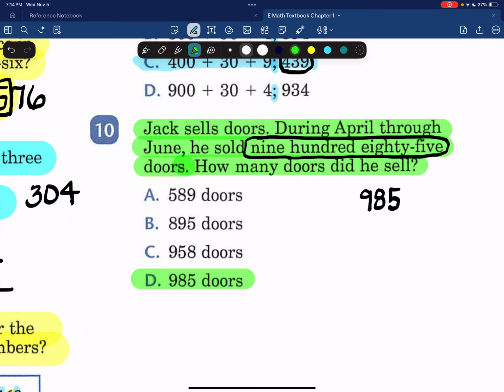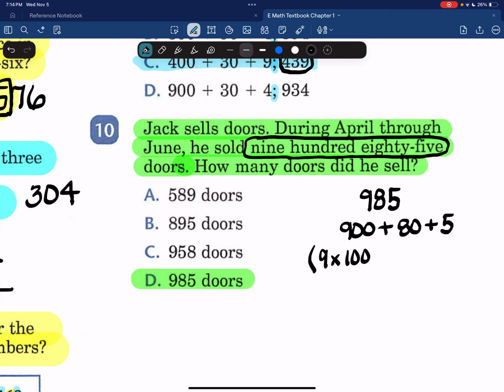C gets the cubes and the rods mixed up. We need 985. And if you wanted to expand that, you would have 900 plus 80 plus 5, or 9 of the hundreds plus 8 of the tens plus 5 of the ones.